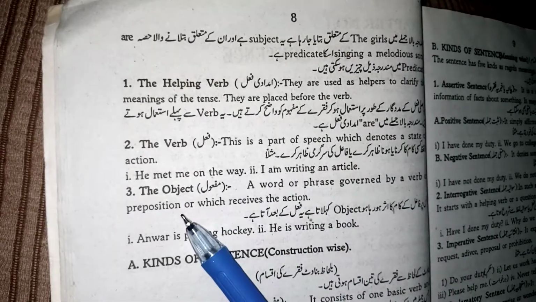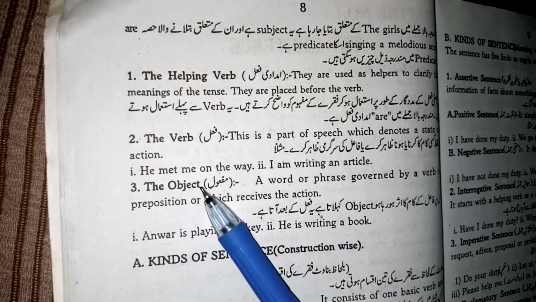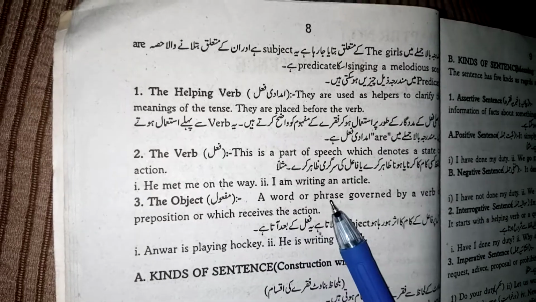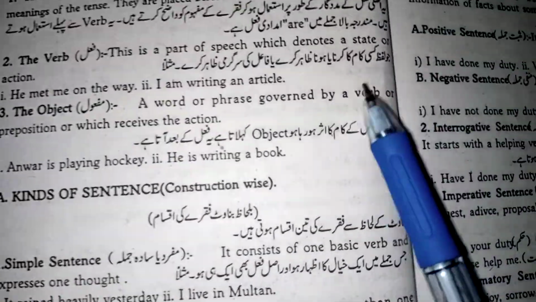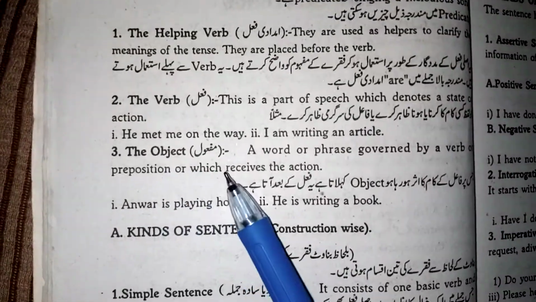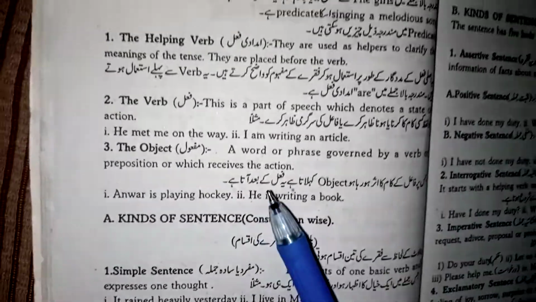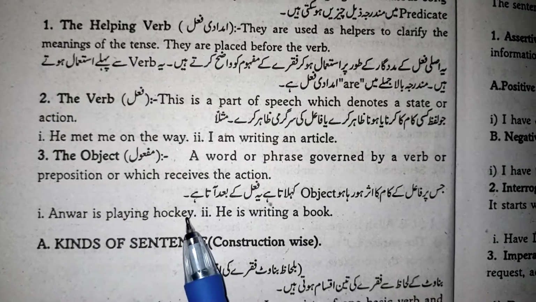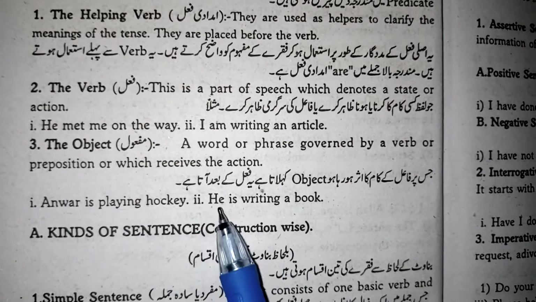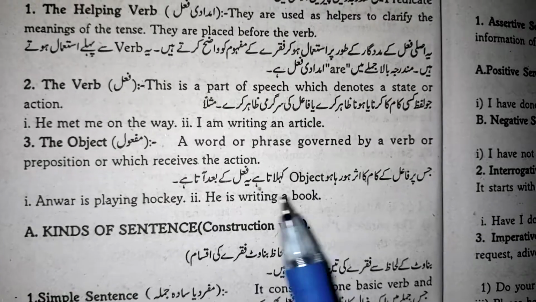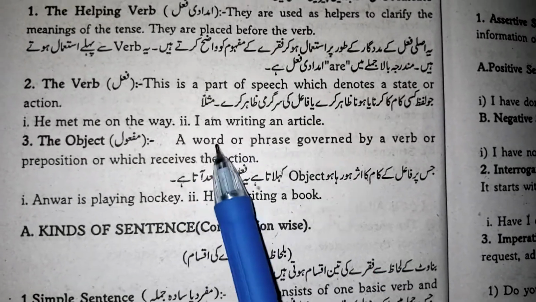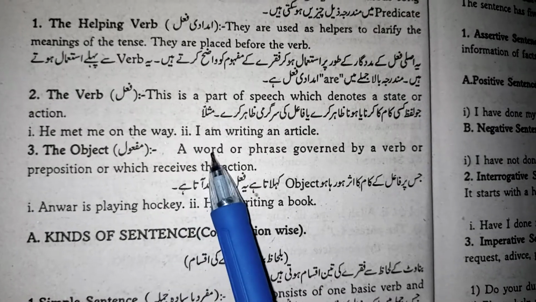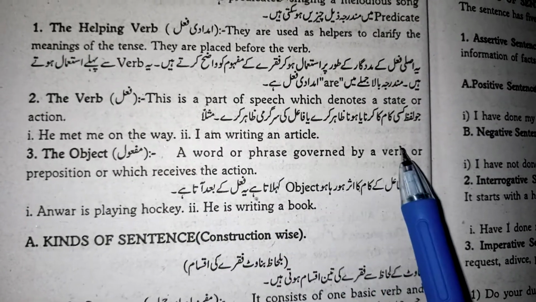And the third component of the predicate is the object. What is an object? Let's see. A word or phrase governed by a verb or preposition, or which receives the action. Examples are, Anwar is playing hockey. Number 2 is, he is writing a book. So now see, in the light of this definition, let's analyze these two examples. So what is the object? A word or phrase governed by a verb.